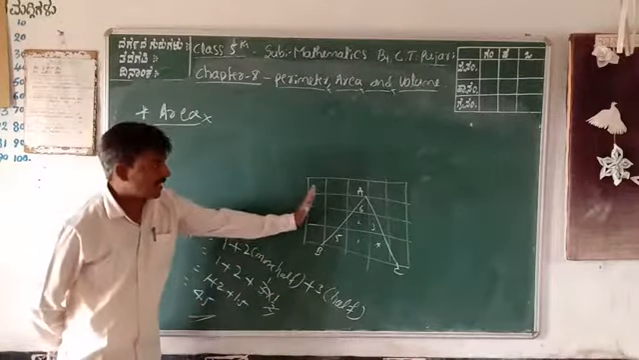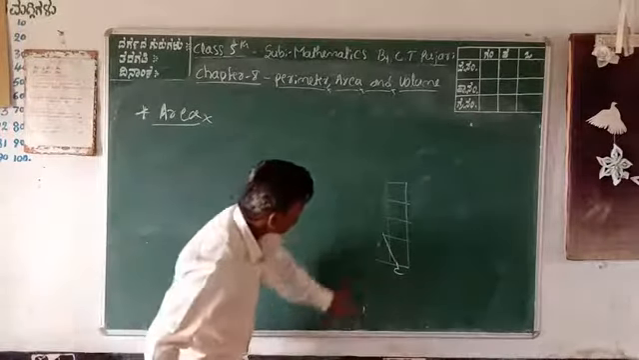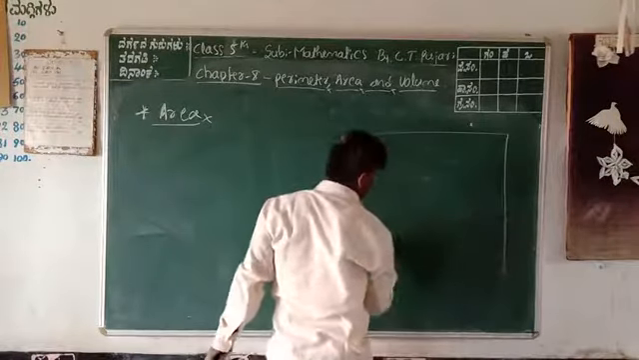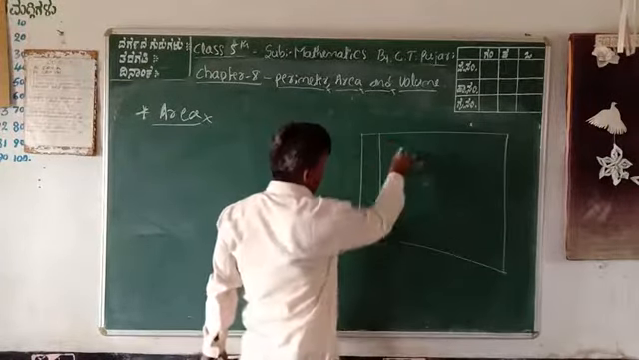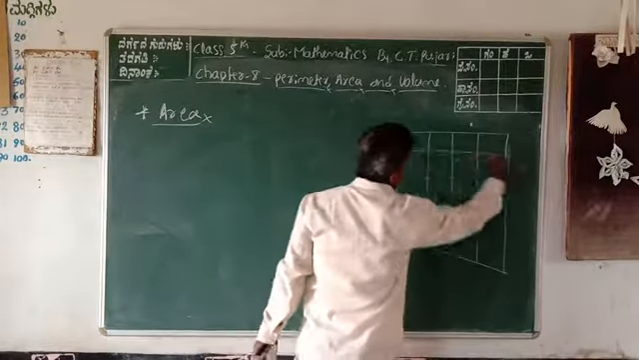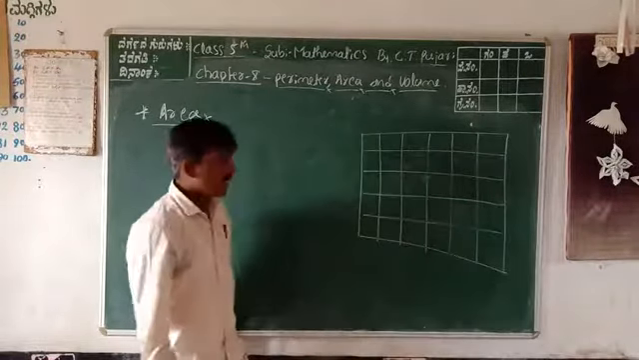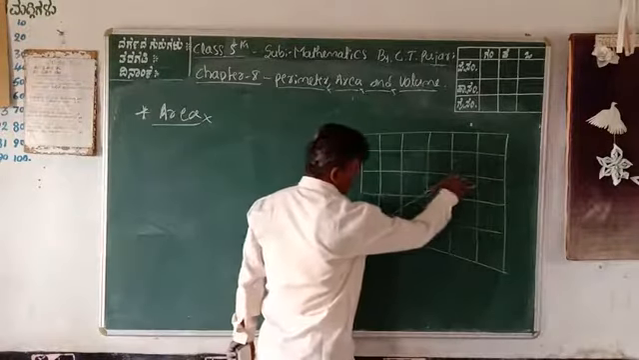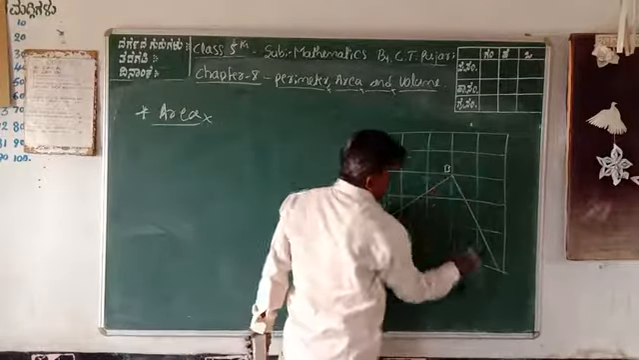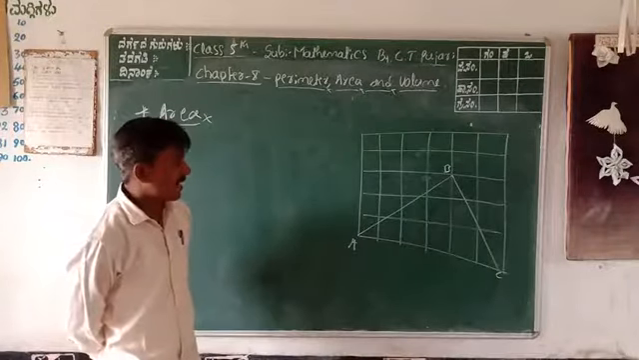Practice this graphically in your textbook also. The next one, again consider a graph sheet. Therefore, we can take any one triangle. Therefore ABC is a triangle. Find the area of the triangle.